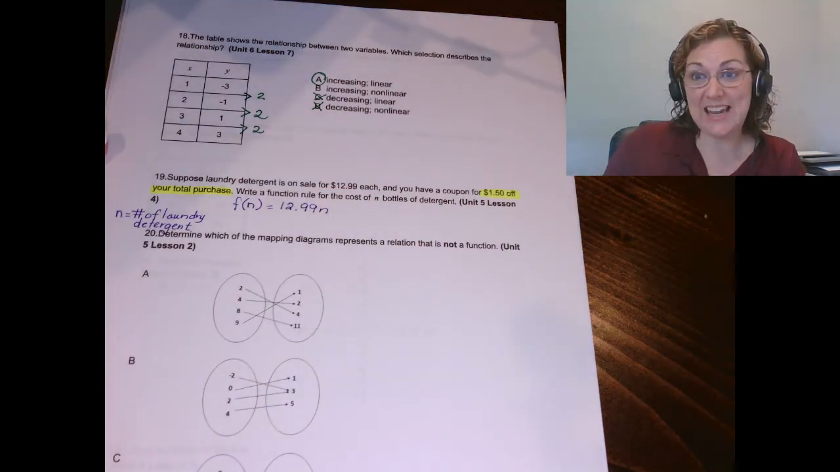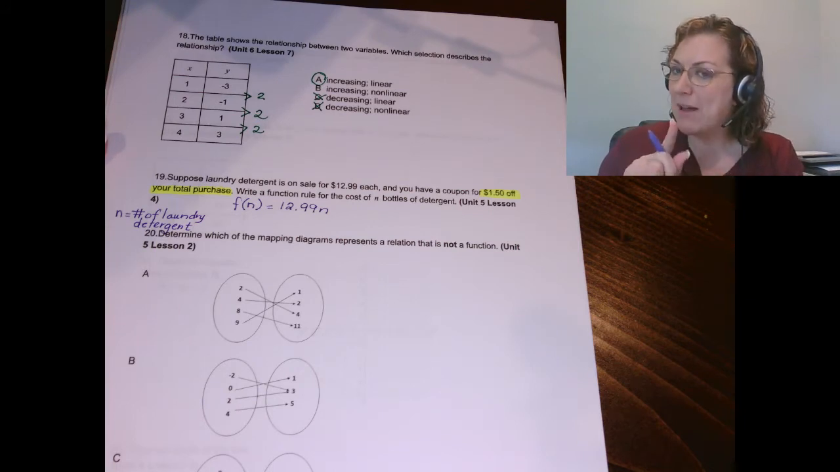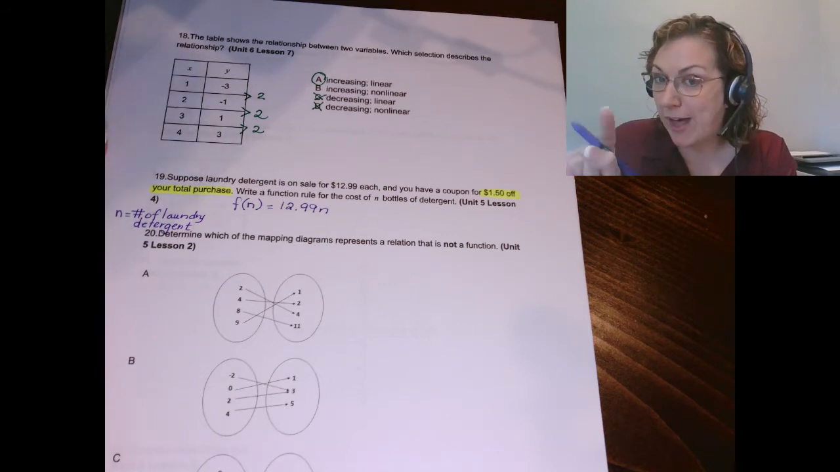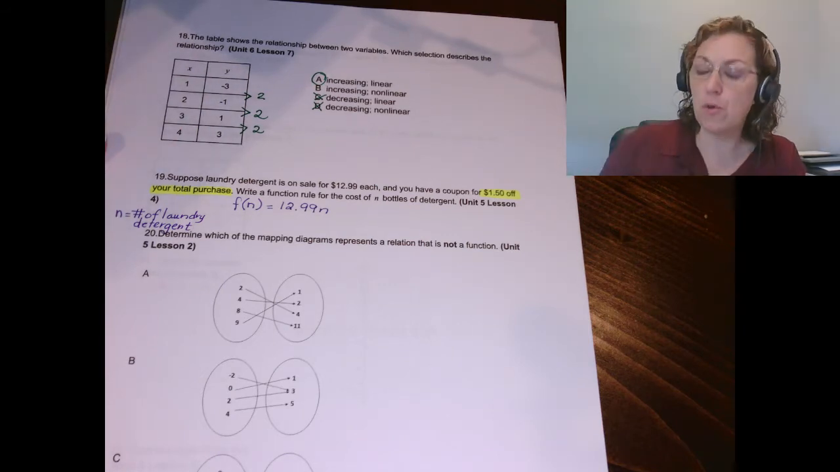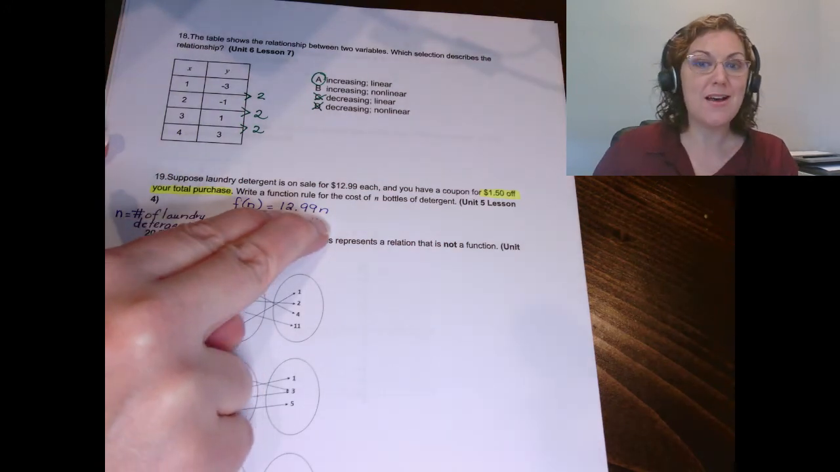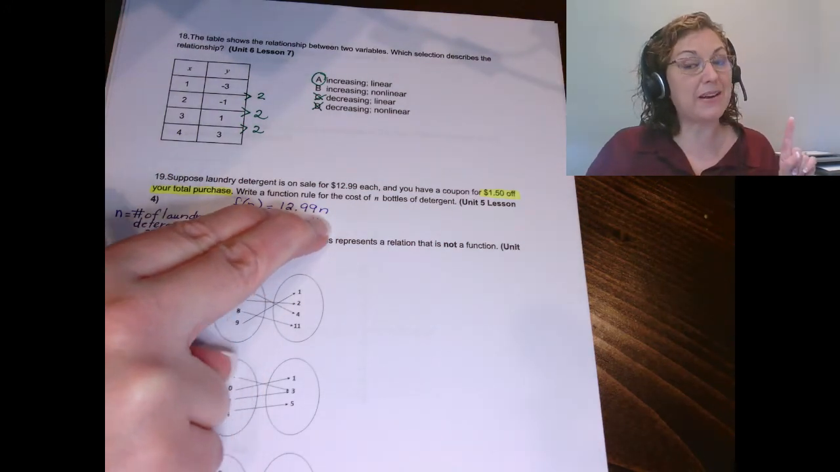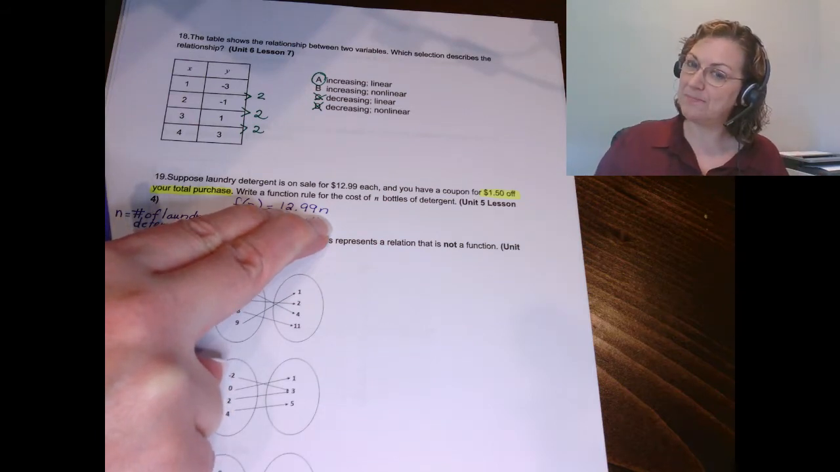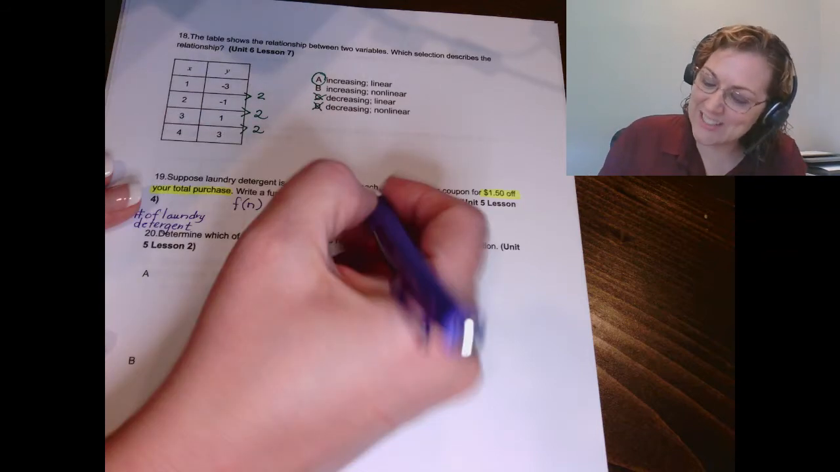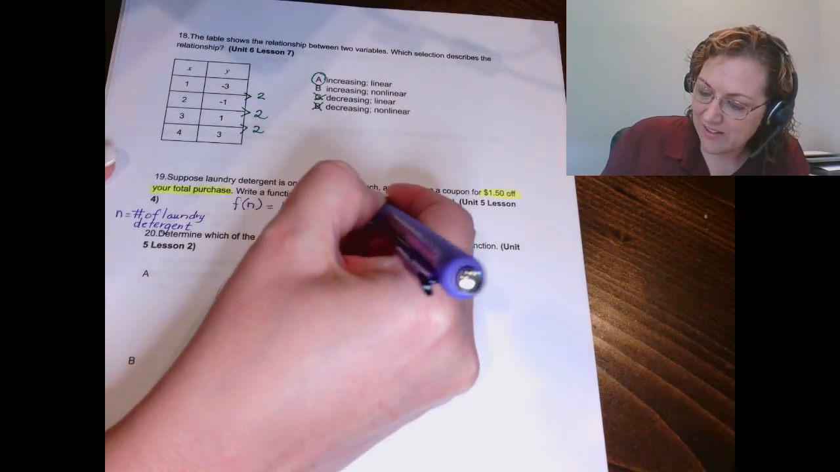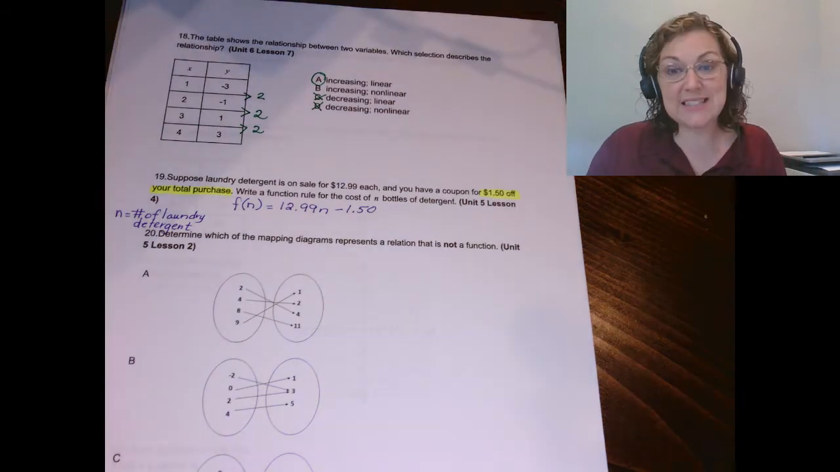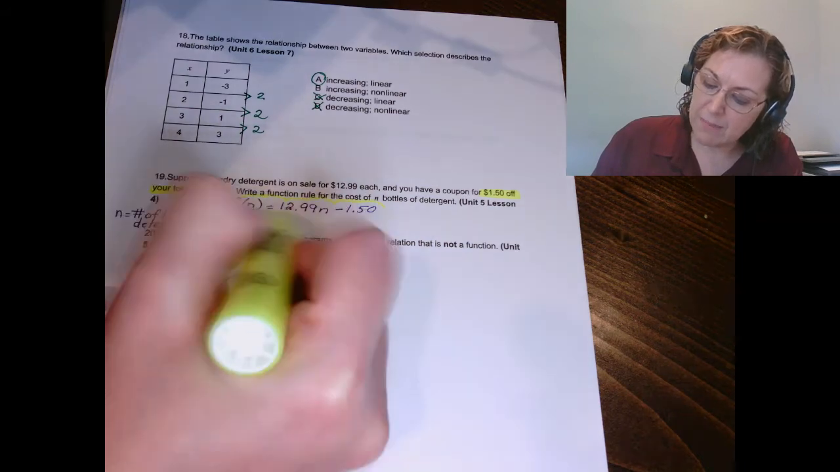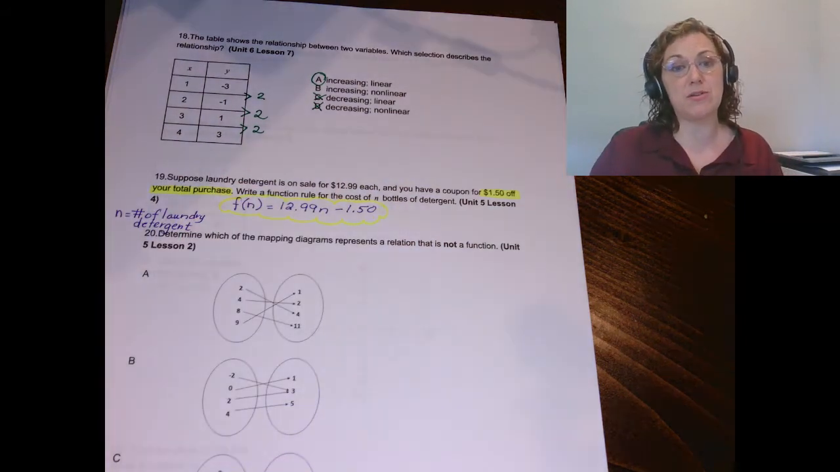Then I get to take my coupon off, right? Because my coupon is not for each laundry detergent. It's not $1.50 off each one. It's $1.50 off the whole purchase. So here's my whole purchase. I'm going to take $1.50 off. Now, do you think I'm going to add $1.50 or do you think I'm going to subtract $1.50? You're right. I'm going to subtract $1.50. Well done. That is exactly right for my function for the purchase of the bottles of laundry detergent.